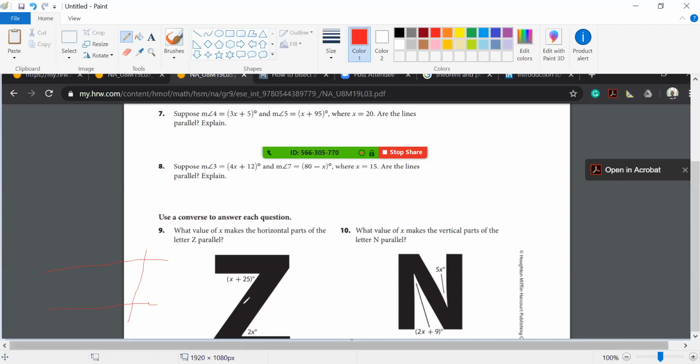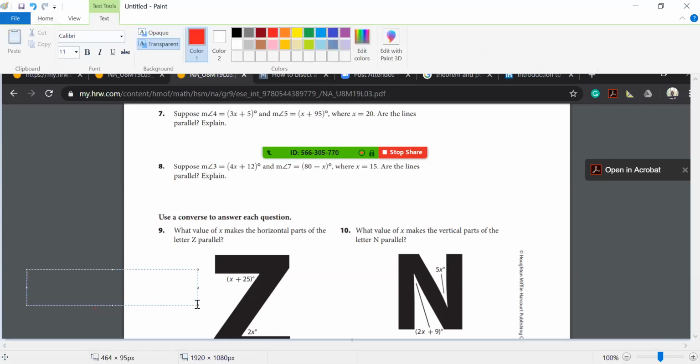So it's very obvious that they are alternate interior. For them to be alternate interior angles, and to make these two lines parallel, these two angles should be what? Should be congruent, yes. So this is what we are going to write. We are going to write that for this to happen, x plus 25 should be equal to what?